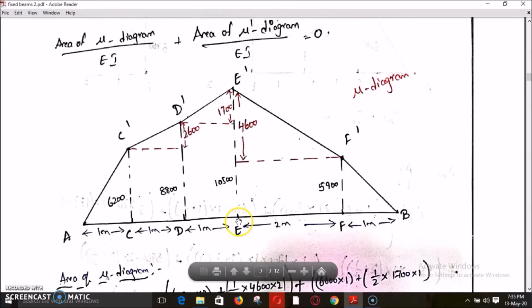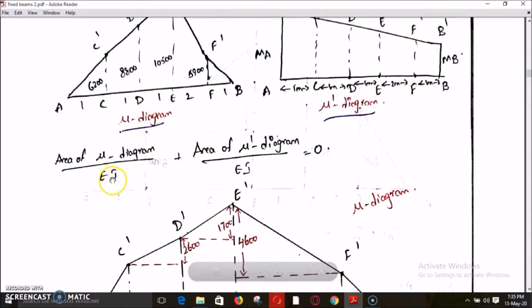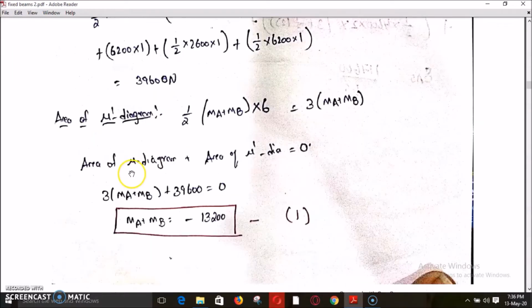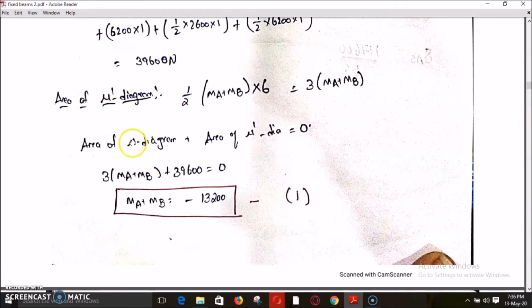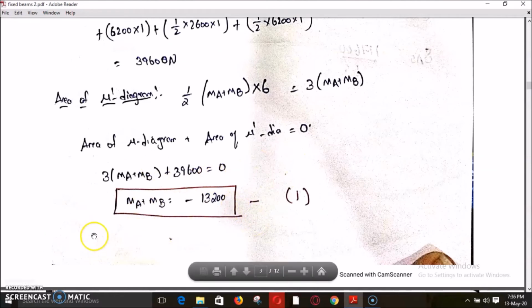Now substituting these values in the compatibility equation, the area of the mu diagram plus the area of the mu dash diagram is equal to 0. Since our EI values are the same for both cases, we can neglect them. If we had different I values, then we would have to consider them also. Substituting these values, I got 3 into MA plus MB plus 39600, the area of the mu diagram, equal to 0. Finally I got the equation MA plus MB equal to minus 13200. Mark it as equation 1.